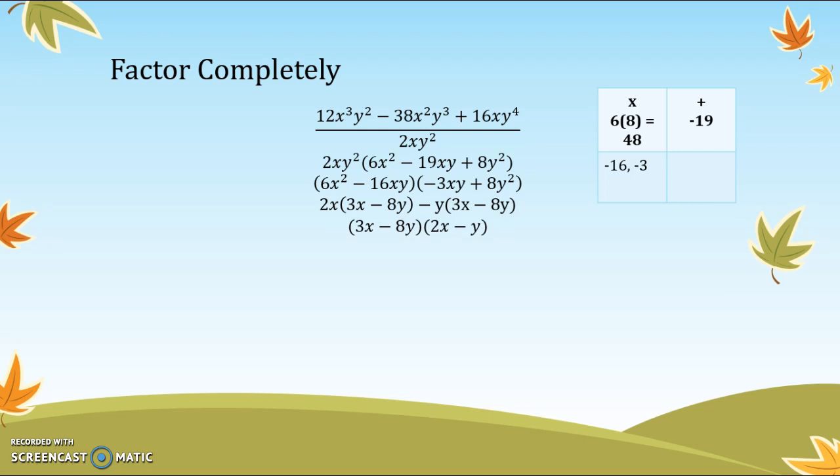But again, I did not forget we need to bring down that greatest common factor that we first took out, giving me 2xy squared times 3x minus 8y times 2x minus y.